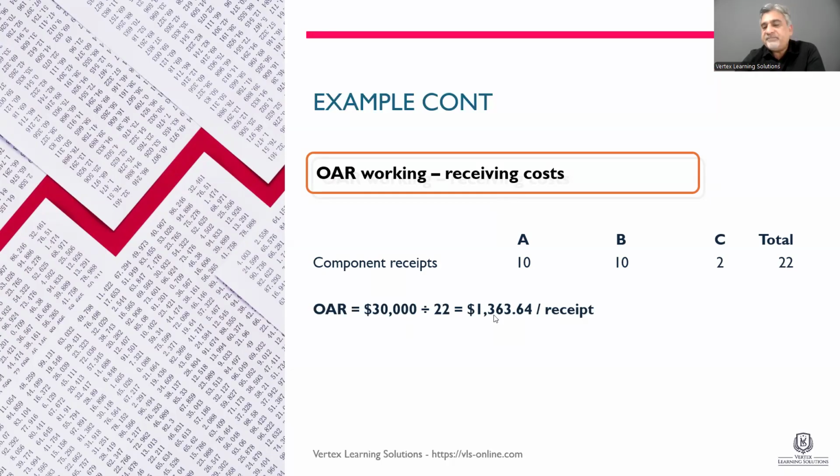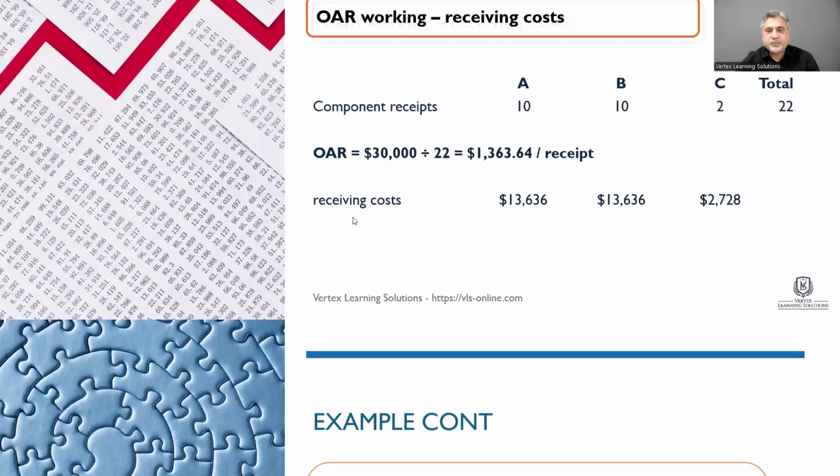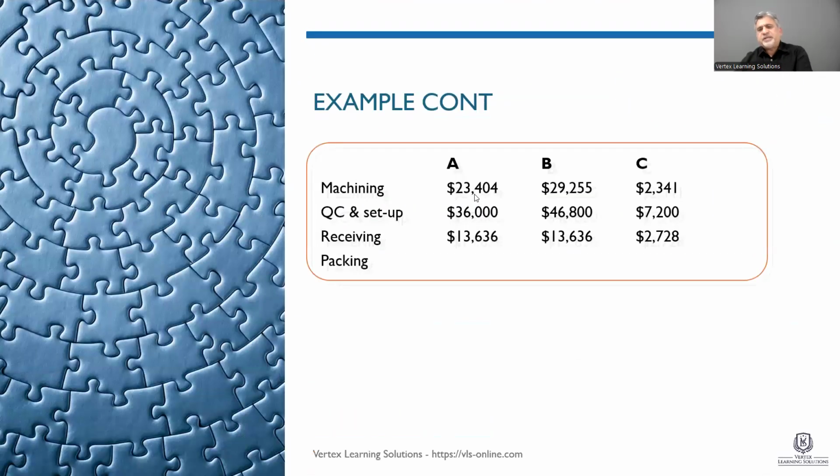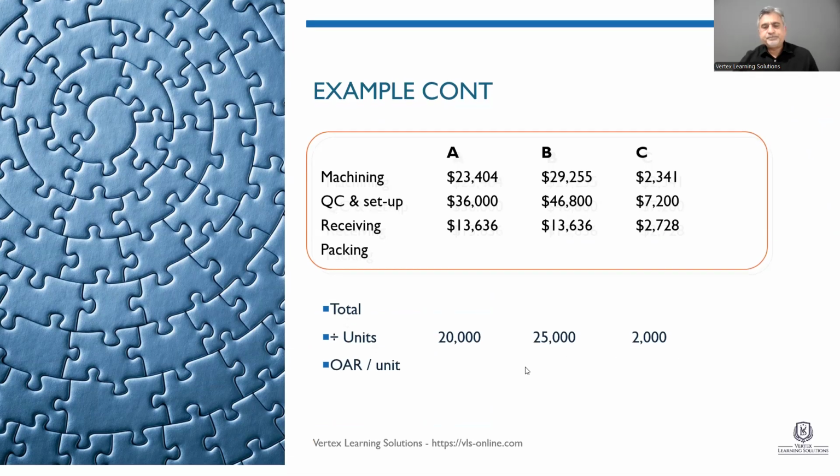Then simply multiply 10 with 1363, 10 with 1363, and 2 with 1363. So the third overhead, which was receiving 30,000, is again divided among the three products A, B, and C in the proportion in which they used it. And then we move to, okay, so we just show the table. This is like, okay, receiving 30,000 is shared between the three products A, B, C as 13, 13, and 2728. And this total, you can ignore it here. These are number of units. We know 20, 25, 2. We will discuss it later.